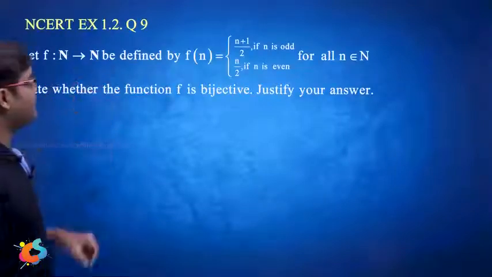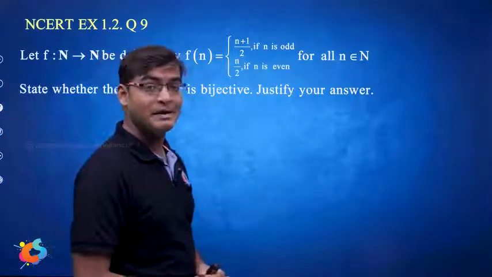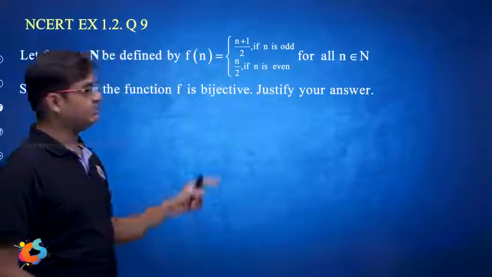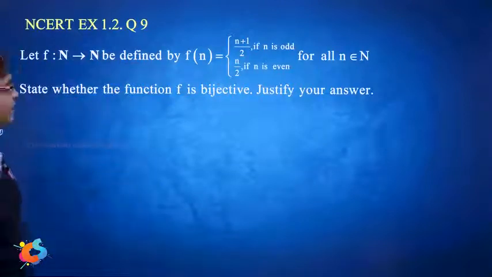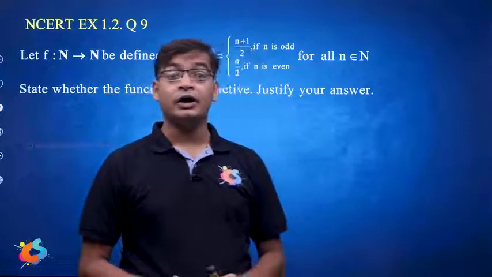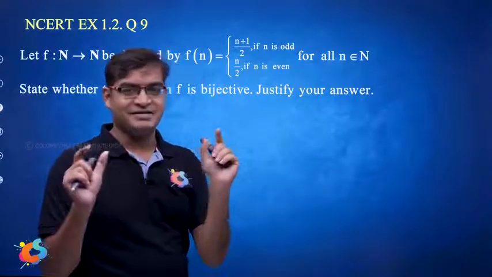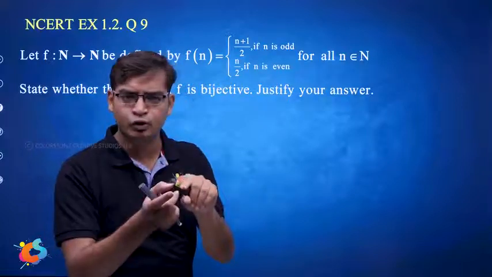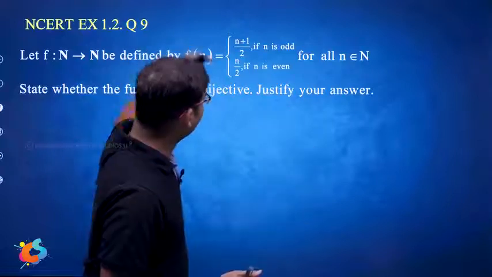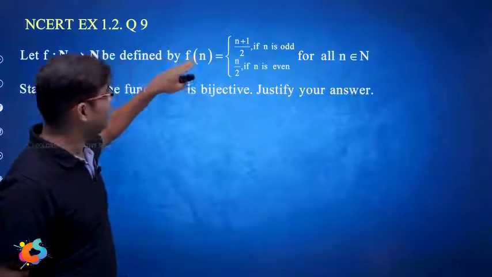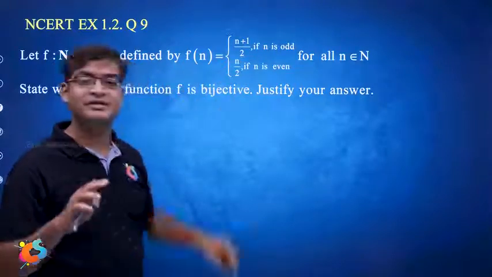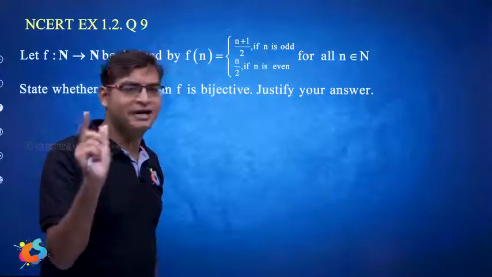f from N to N is defined as f of n equal to (n plus 1) by 2 if n is odd, and n by 2 if n is even, for all n belonging to N. State whether f is bijective. Justify your answer. Here there is a small change. Before, we had f of x equal to 2x, f of x equal to x square, one definition. Here we have two definitions based on the input. If n is odd, you have to use this definition. If n is even, you have to use this definition. That is the only difference here.